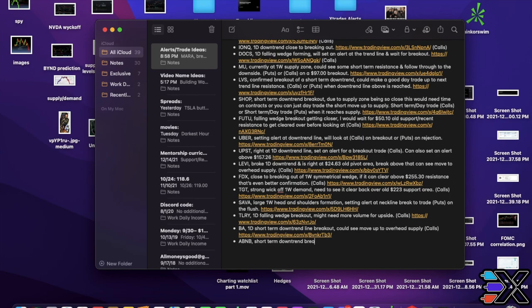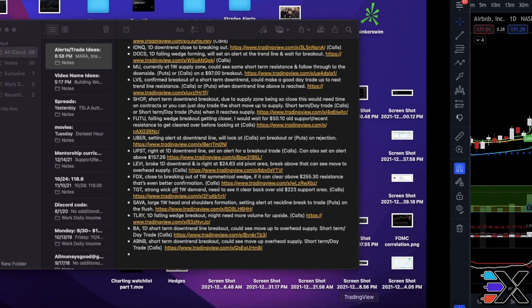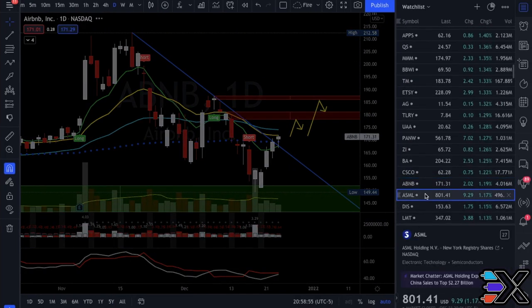Alright, we got Airbnb, short-term downtrend breakout. Could see a move up to overhead supply. And it's gonna be for calls, by the way. Could maybe do a short-term day trade. And that's going to be the same thing for BA as well. So I just copy and pasted that because they both kind of are close to supply. So taking that into account.